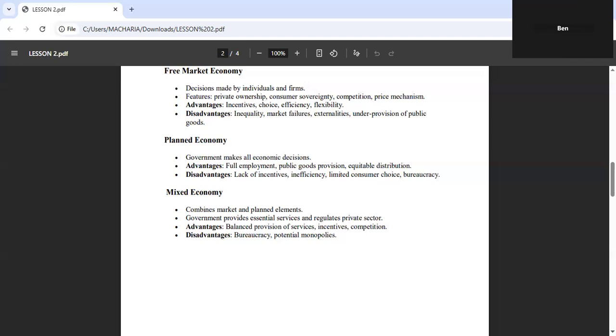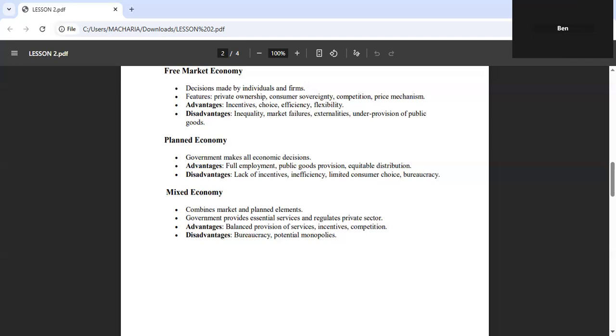So one of the disadvantages is that it lacks incentives, inefficiency, limited consumer choice, and bureaucracy. If the government controls the prices of fuel within a country, it does not matter which petrol station you go to. They all have to sell fuel at the same prices.